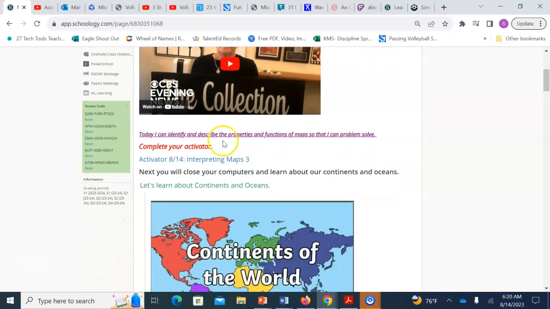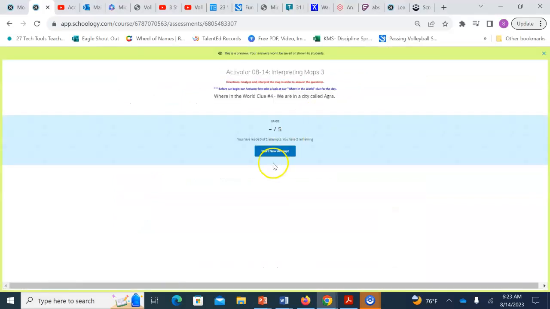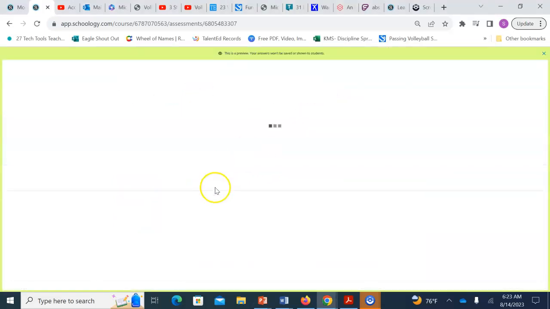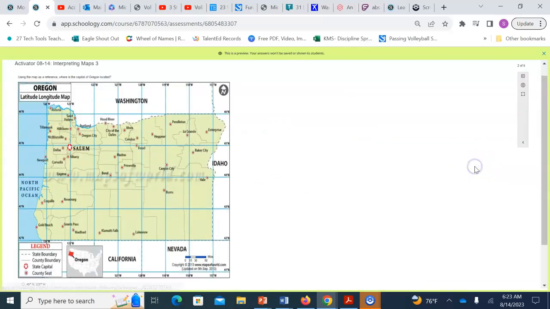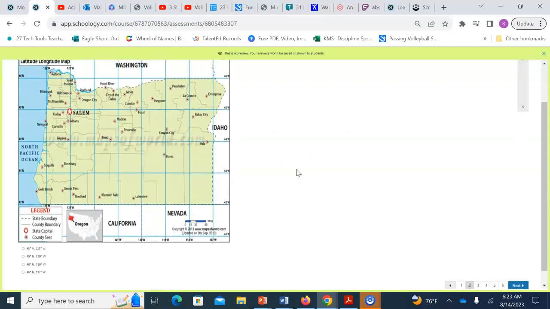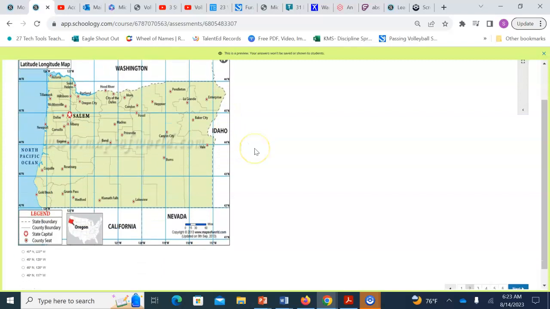All right, so today we're looking at Activator 814, interpreting maps. Let's take a look at what you are doing today. You can see there are several little questions here. Take a look at this map right here. This is using latitude and longitude. It's in Oregon, and you can see that each line represents a line of latitude or line of longitude.